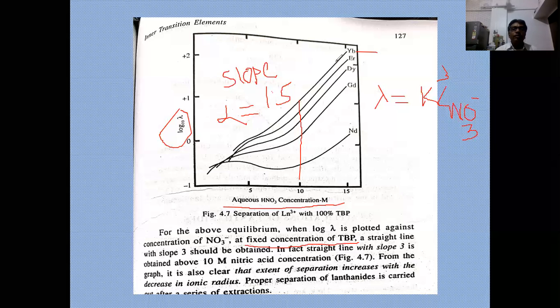And the separation factor alpha also deviates from unity. The separation factor alpha value is 1.5 here for 15 molar concentration of the nitric acid. Thus the solvent extraction method is a very useful and effective method for the separation of the lanthanum. Like the ion exchange method, we can separate the lanthanum ions using this solvent extraction method. So this is about the solvent extraction method.